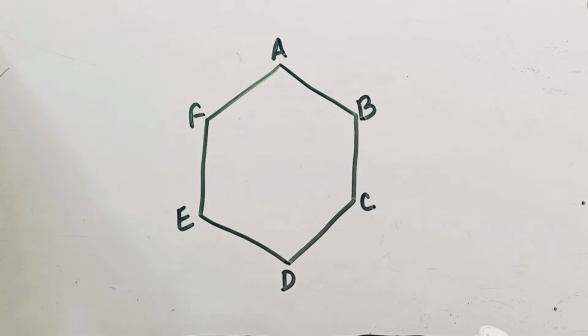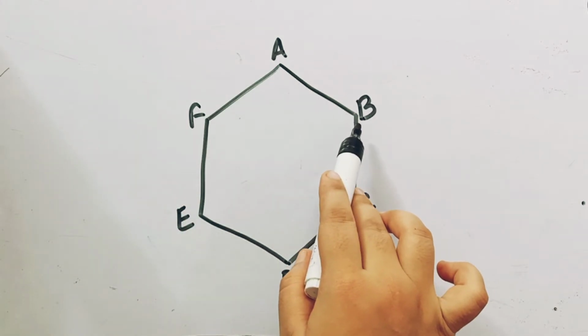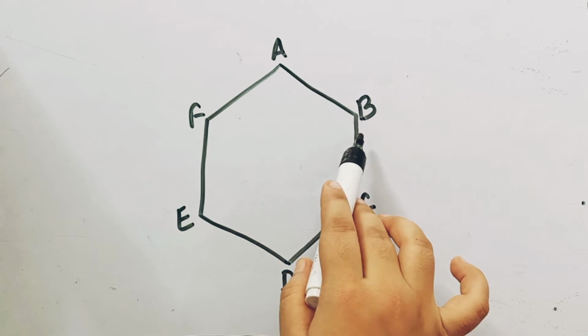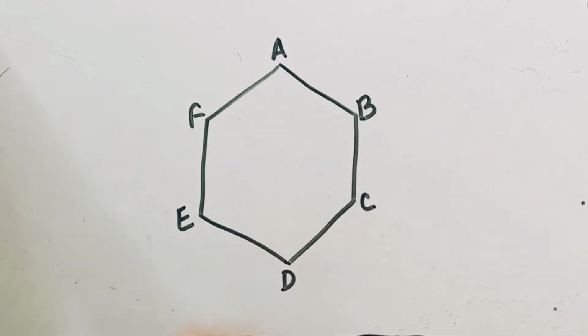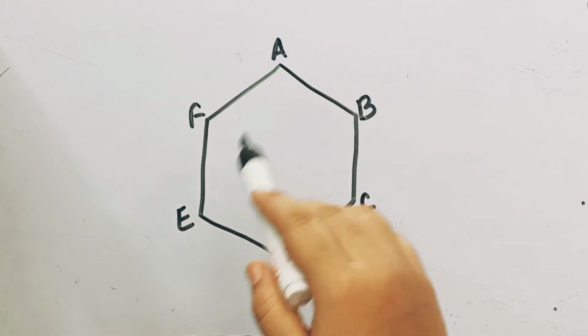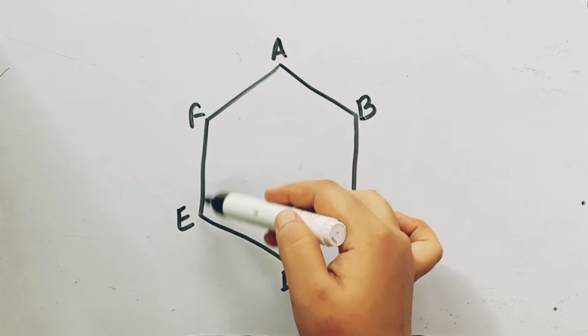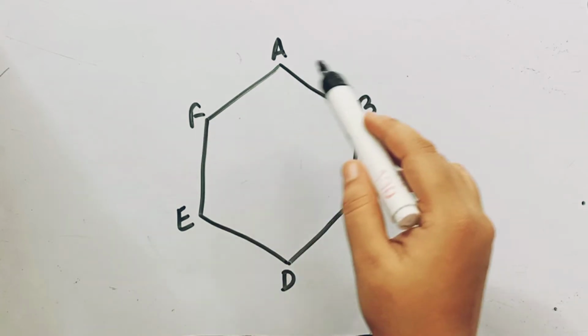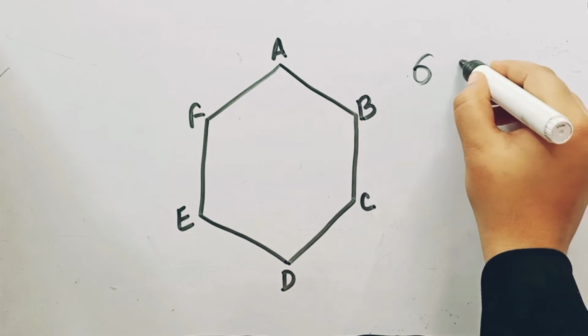Now there are a few things that you should know about a polygon. First is the side. What is a side? As you can see in this polygon, this is AB, a line segment. So this is side AB. In the same way, this is side BC, this is side CD. So how many sides does this polygon have? Count with me: 1, 2, 3, 4, 5 and 6. So this polygon has 6 sides.